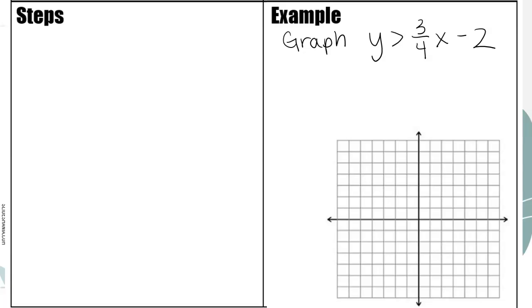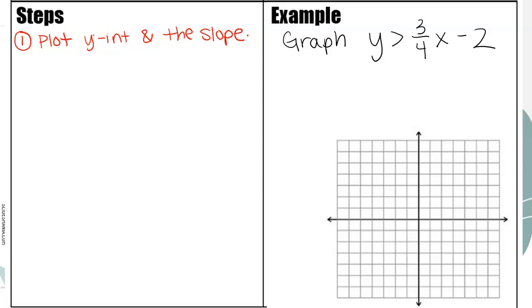If you look at the example, I have y is greater than 3/4 x minus 2. Now, the best thing about this today is we are going to keep all of our linear inequalities in slope-intercept form. So that means our step one is to just plot, like we normally would, the y-intercept and the slope, just like we normally would.